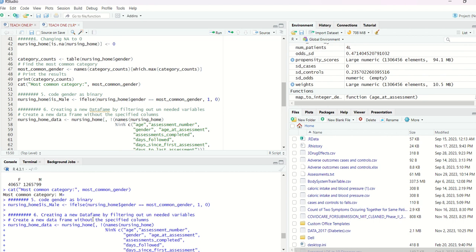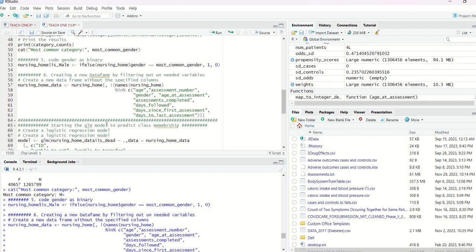And the next step, handling missing gender values. To handle missing gender values, we find the most common gender in the dataset. In this case, it's either male or female. We then convert gender into a binary variable, where 1 represents male and 0 represents female.